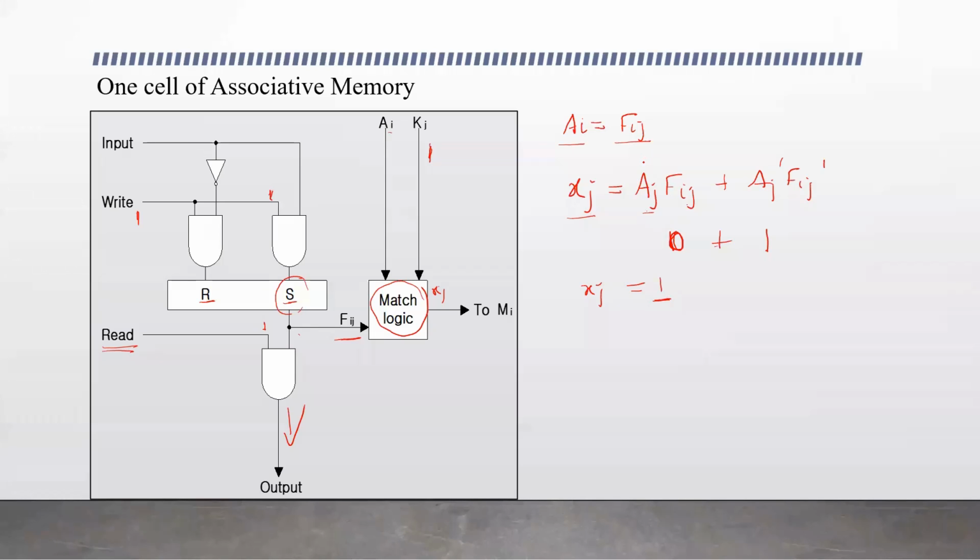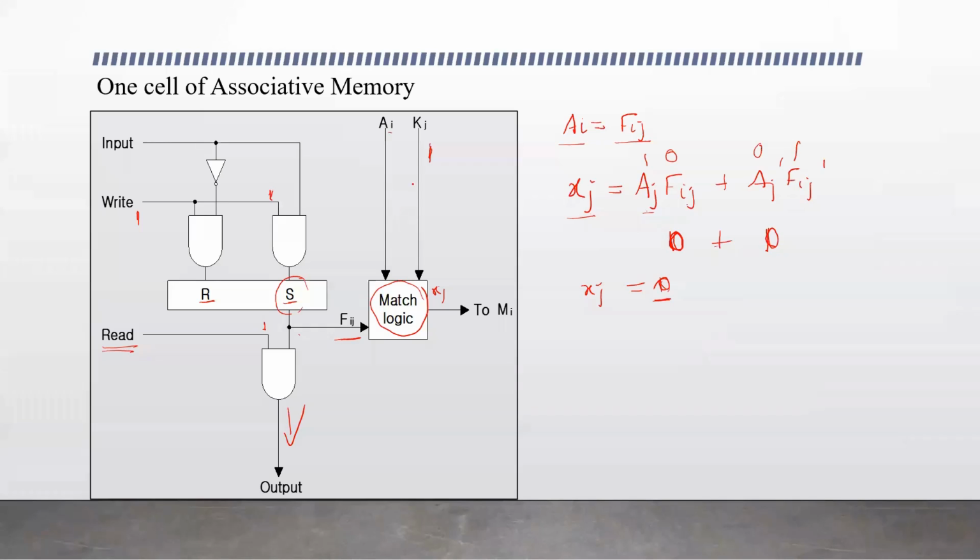If Aj is 1 and Fij is 0, now the bits are different, right? In this case, when you perform AND, it is 0. And when complemented, 1 becomes 0 and 0 becomes 1, and when you perform AND here, this is 0. So 0 and 0 makes Xj 0. When Xj is 0, there is no match.